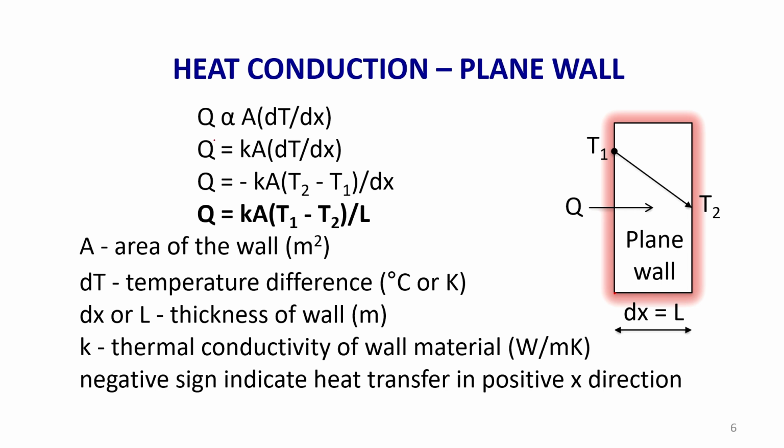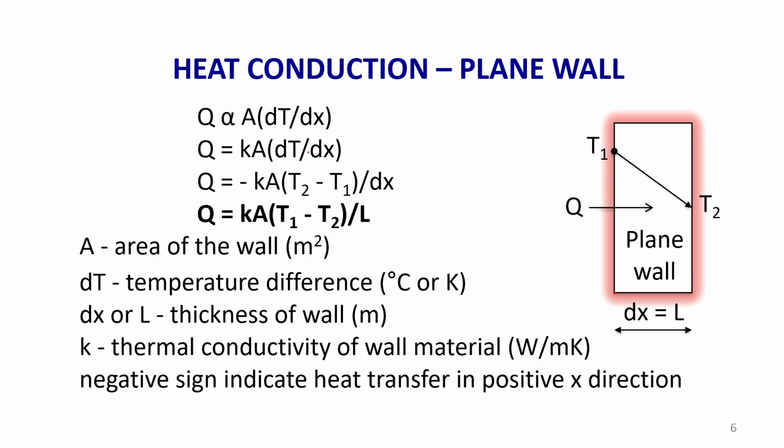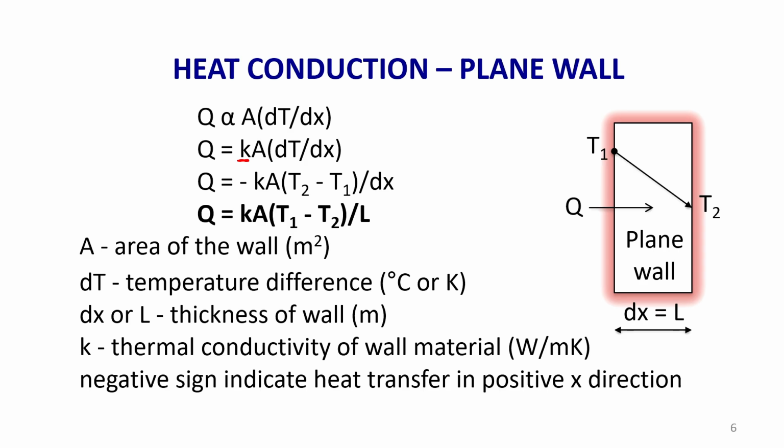So Q is directly proportional to the temperature gradient, which is change in temperature with respect to the thickness, dT by dx. In order to remove the proportionality symbol, a constant is introduced. That constant is called K, which is the thermal conductivity of the wall material, in watt per meter Kelvin or watt per meter degree centigrade.